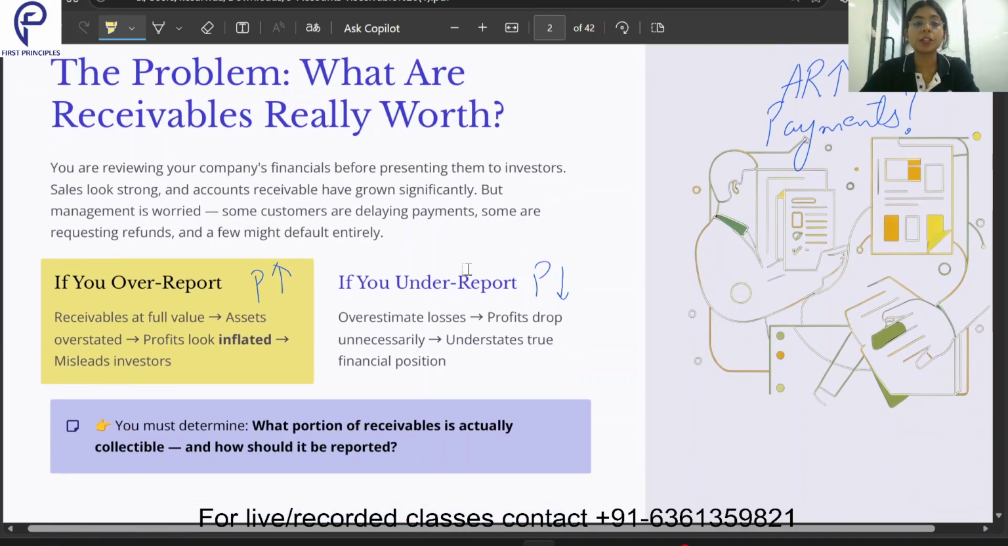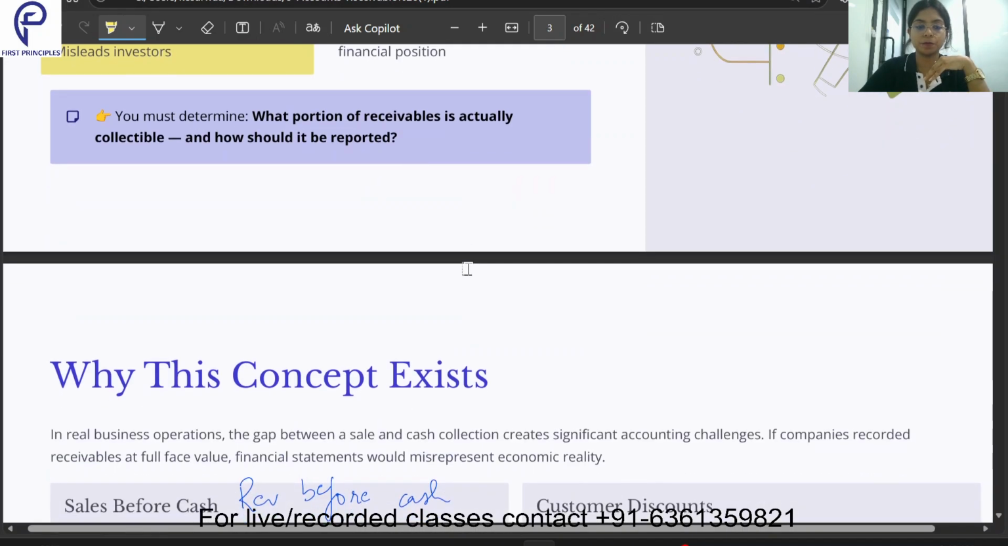So in order to solve this problem, this particular chapter comes into the picture, because we should report only that portion of accounts receivable that we are actually going to collect from the customer. That means not the exact amount, but the estimate should be close enough to the actual amount collected.